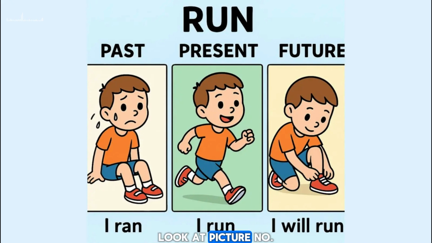Lesson 1. Run. Look at picture number 1. The verb is run. Past, the boy is tired. He ran yesterday. We say, I ran. R-A-N. Ran is past tense. Present, the boy is running now. We say, I run. This happens today. Future, the boy is tying his shoes. He will run soon. We say, I will run. This will happen tomorrow. Do you see? Ran, run, will run. 3 different times.